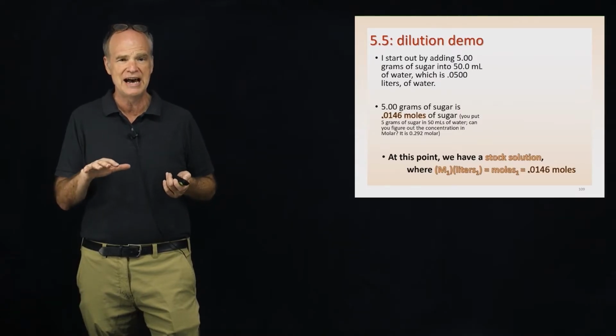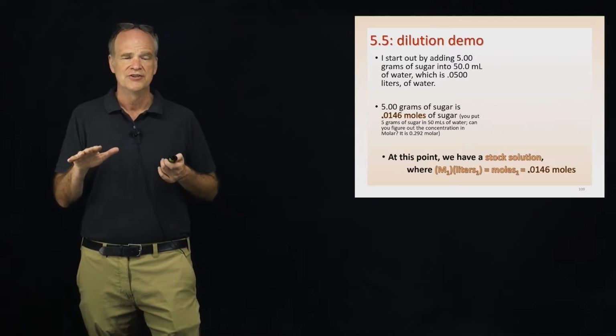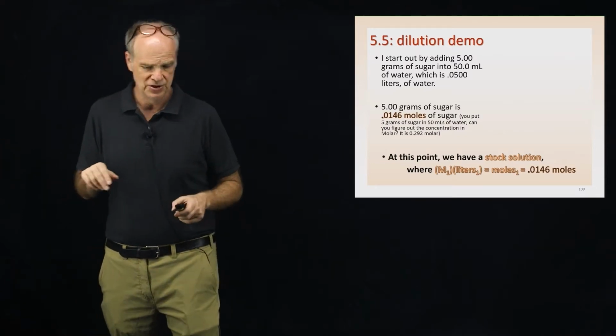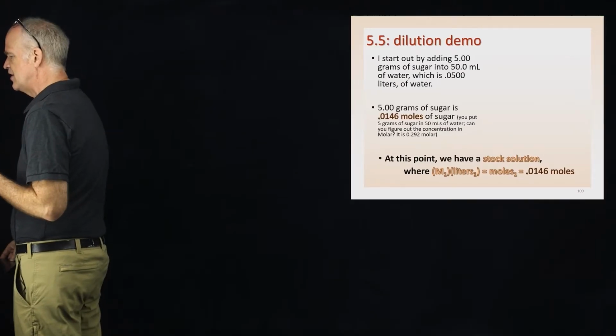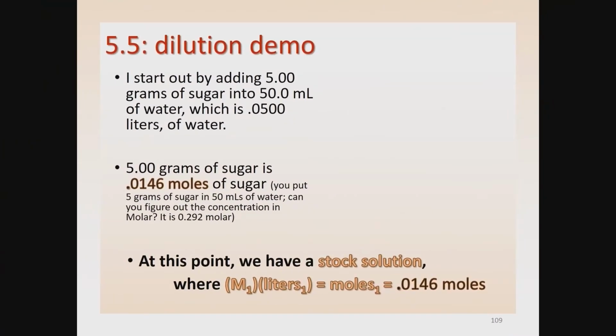But before I do that, let me reinforce some of what I just said with a quick example I'm going to do on the computer. Let's say I am going to create a stock solution. I'm going to draw a beaker here, and into the beaker I'm going to put 50 milliliters of water. You can work out how many liters this is: this is 0.05 liters. Now I'm going to add a solute.